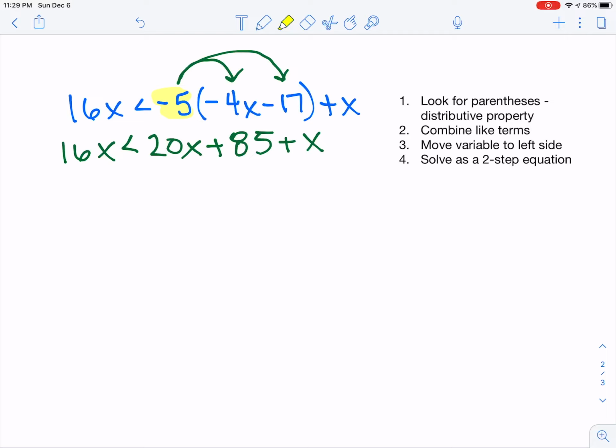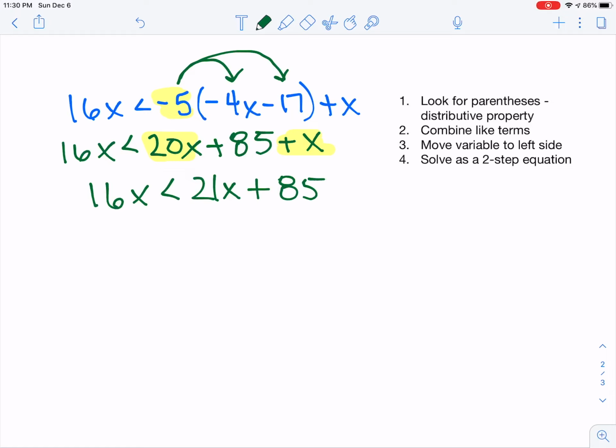Then it says combine like terms. Well, the left side only has one term, so there's nothing to combine there. But on the right side, I've got a 20x and I have a plus x. I can put those together. So I have 16x is less than 21x plus 85.